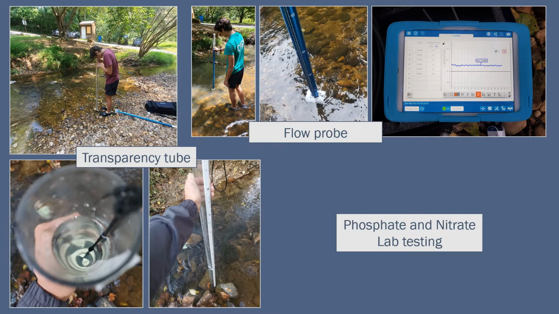Another helpful instrument I used was the transparency tube, which I used to measure my dependent variable of turbidity. I also used a flow probe, which helped me get my moderating variable of flow rate, and then also to get my last dependent variables of phosphate and nitrates, I used lab testing kits, vacuum vials, and a spectrophotometer to measure their parts per million.